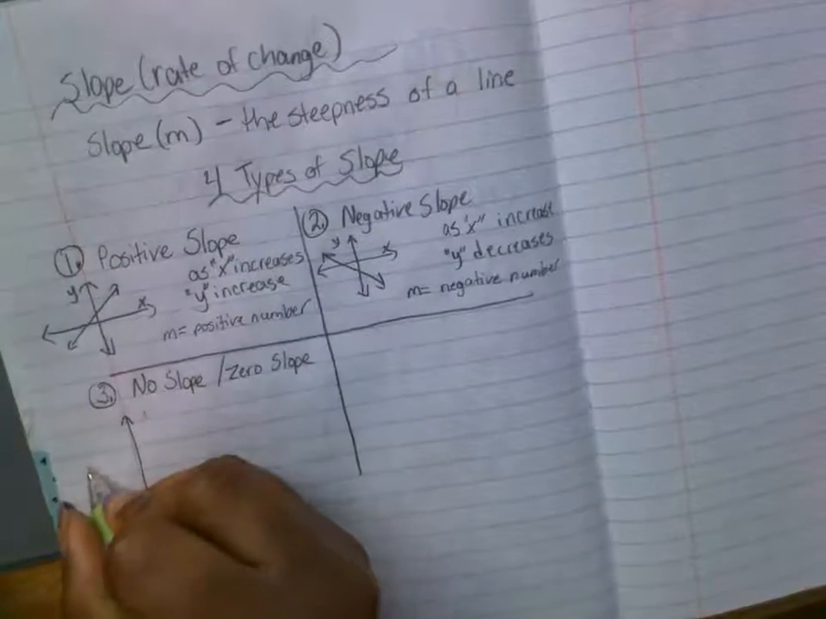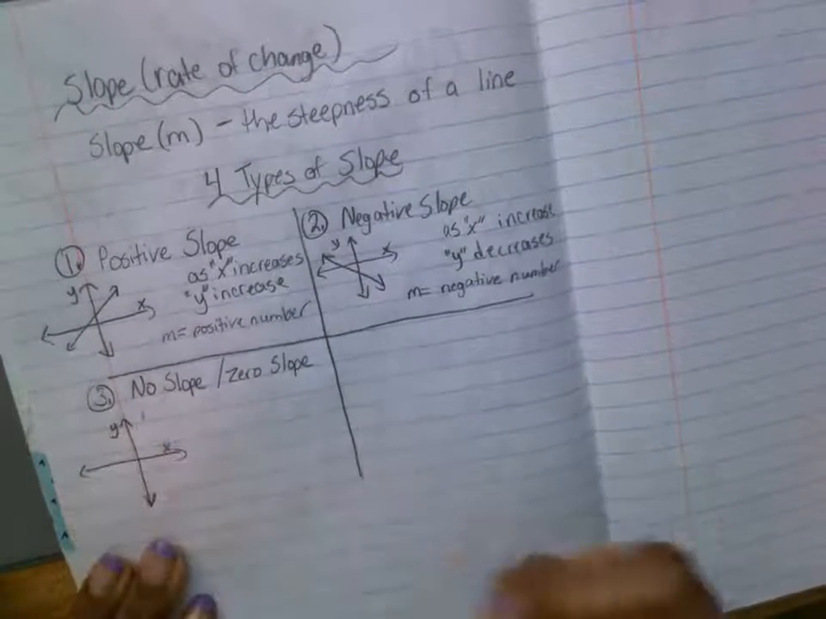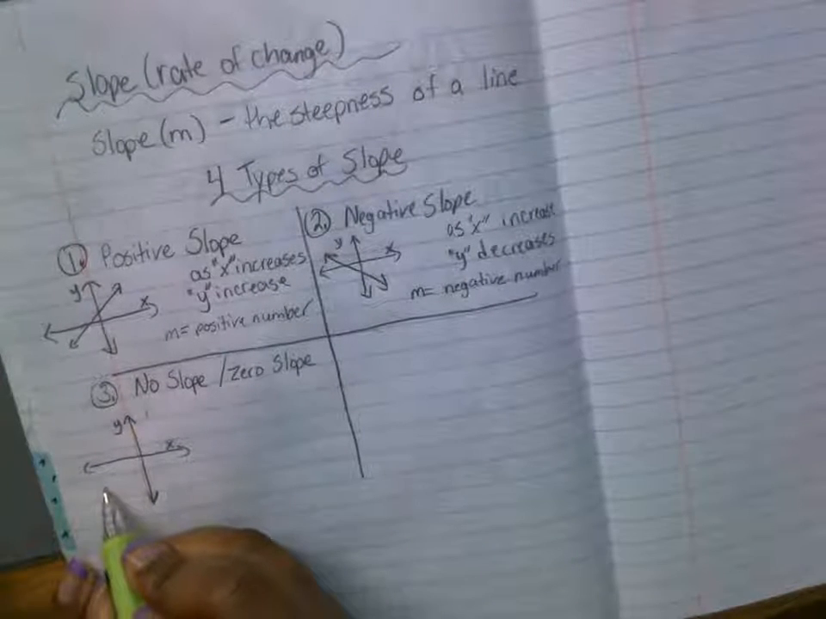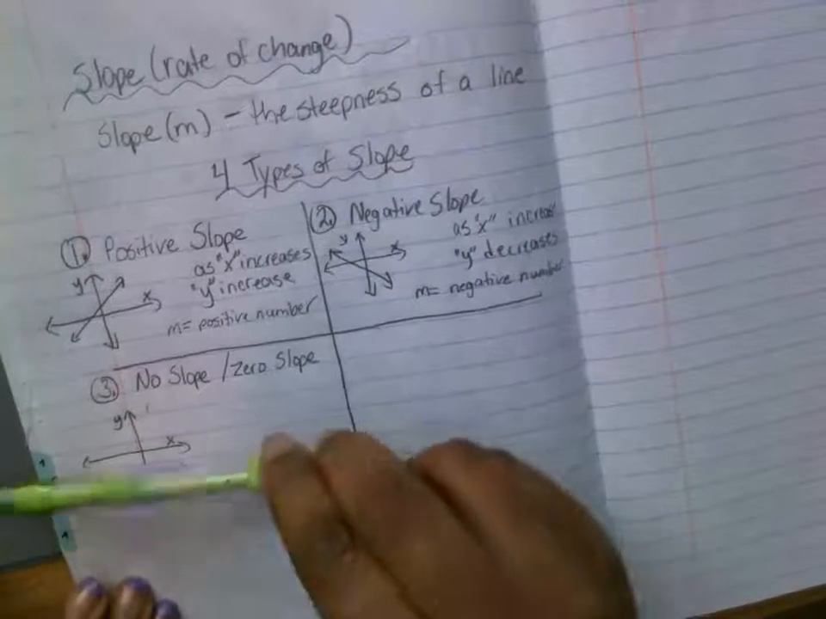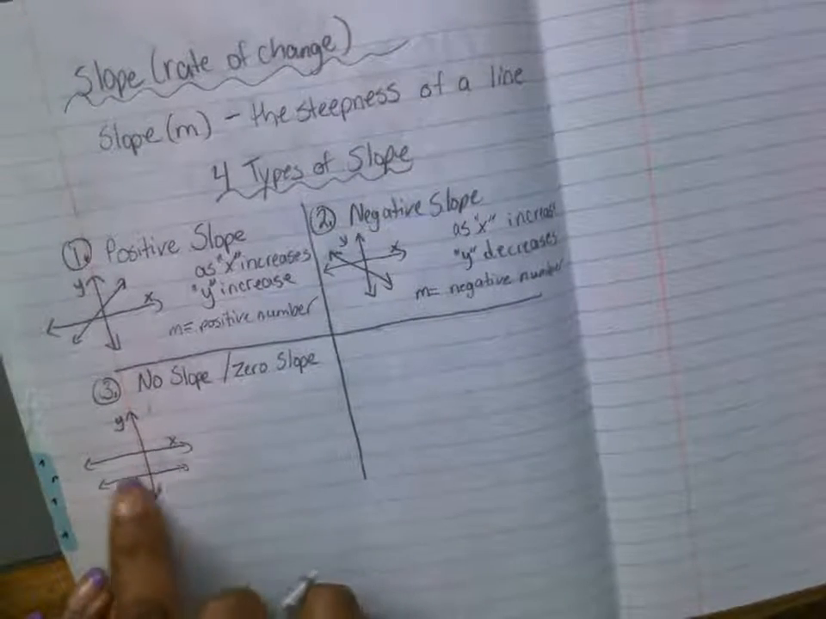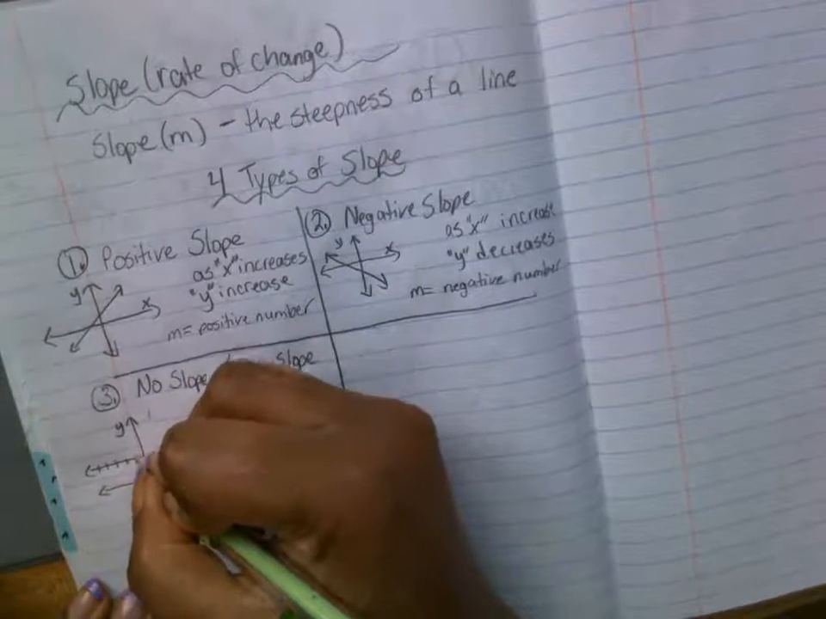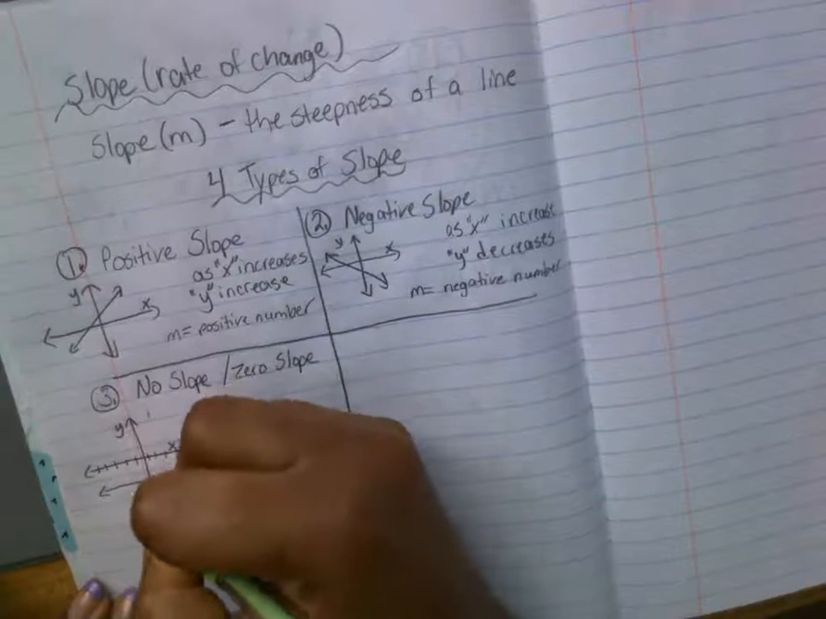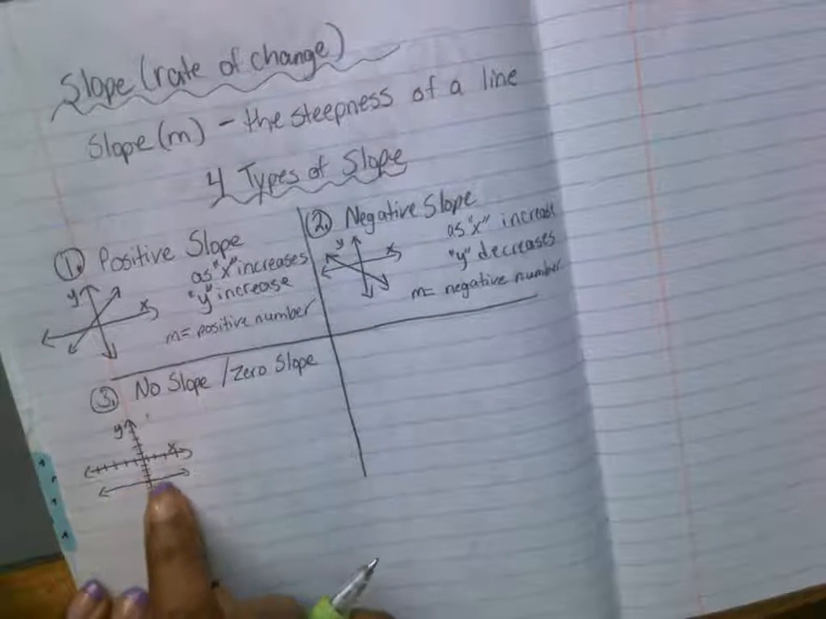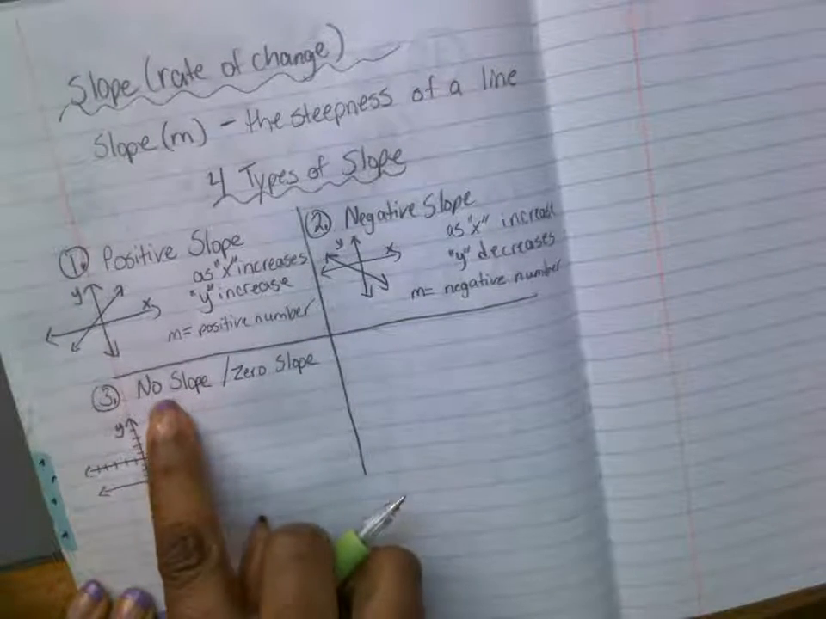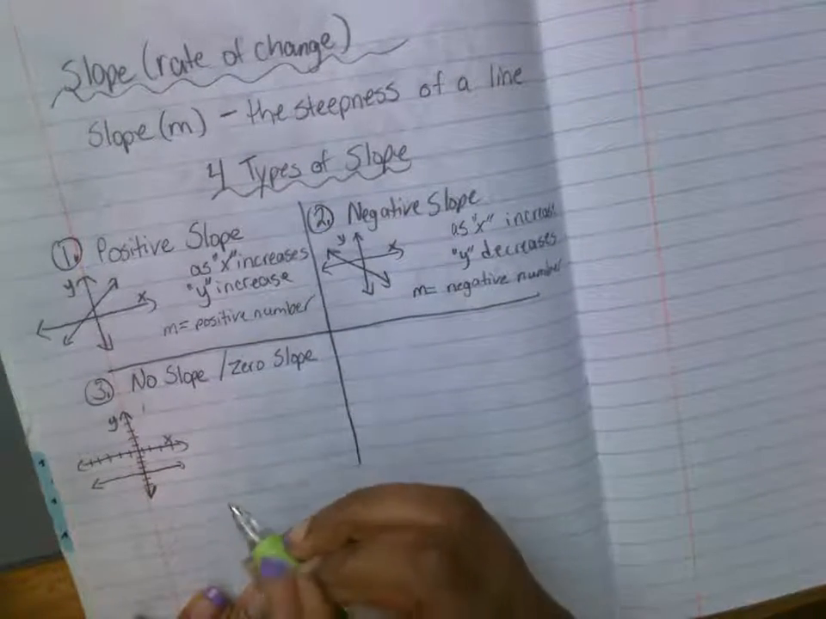again, I'm going to draw a coordinate plane. I'm going to label my x-axis and my y-axis. And these lines are flat. These are horizontal flat lines. It has no incline. This is a flat line. It has zero or no slope.